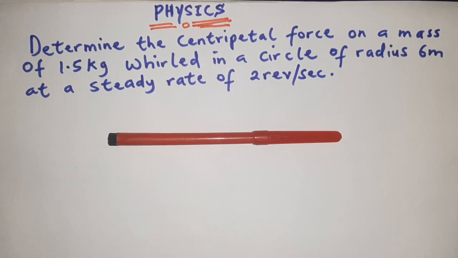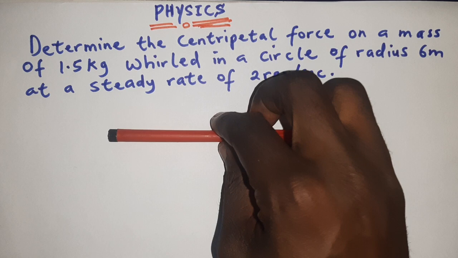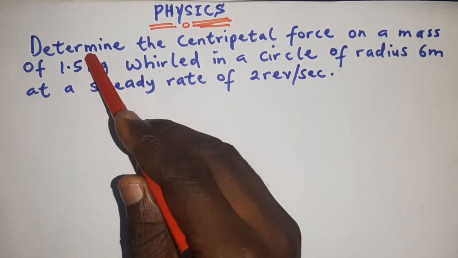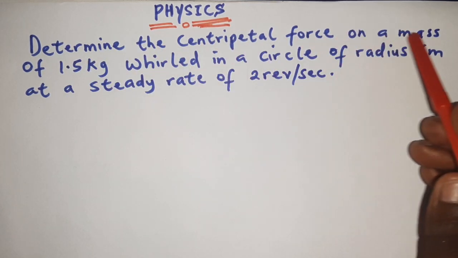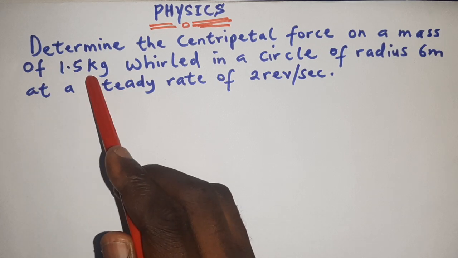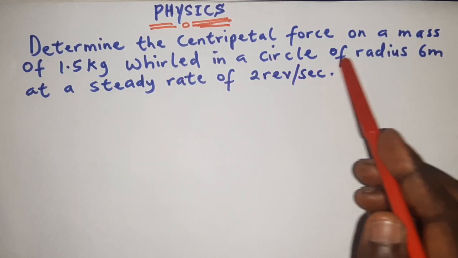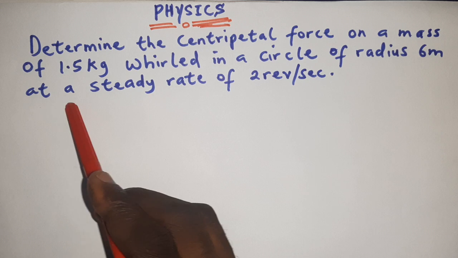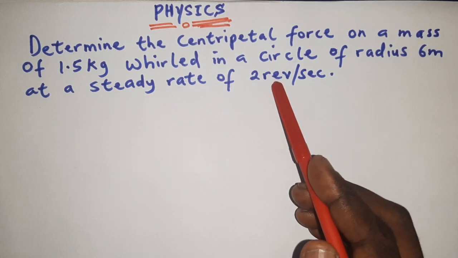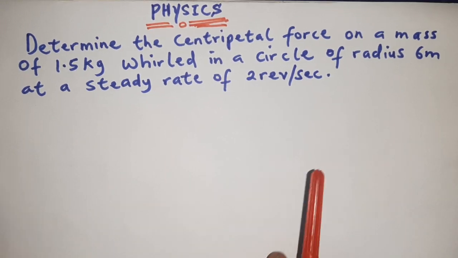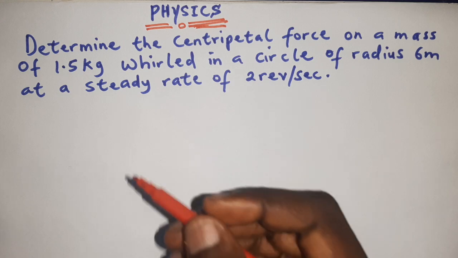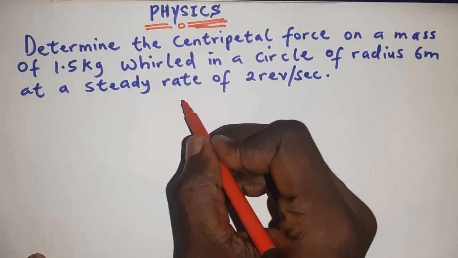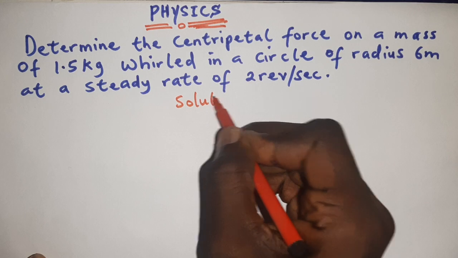Okay, so we have this question here under circular motion. It says determine the centripetal force on a mass of 1.5 kg whirled in a circle of radius 6 meters at a steady rate of 2 revolutions per second. So, first of all, we know that our force, let me write down the solution.